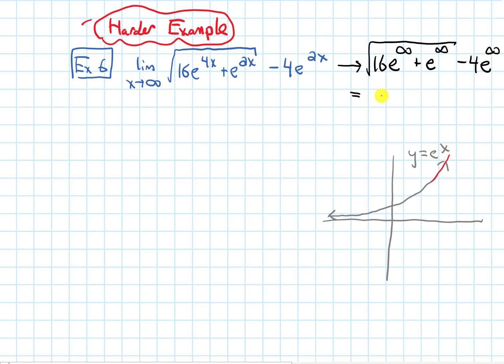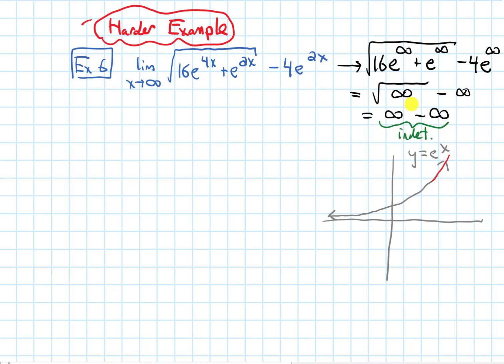All right, so we have the square root of 16 times infinity, which is infinity, plus infinity, which just gives us infinity inside of that root, and then minus 4 times infinity, which is infinity. The square root of infinity is still huge. That'll be infinity. So we get infinity minus infinity, and infinity minus infinity is an indeterminate form.